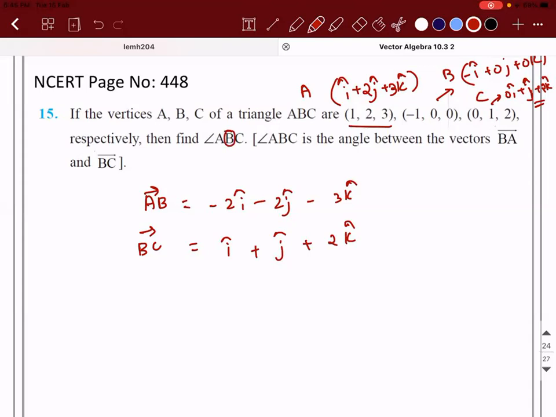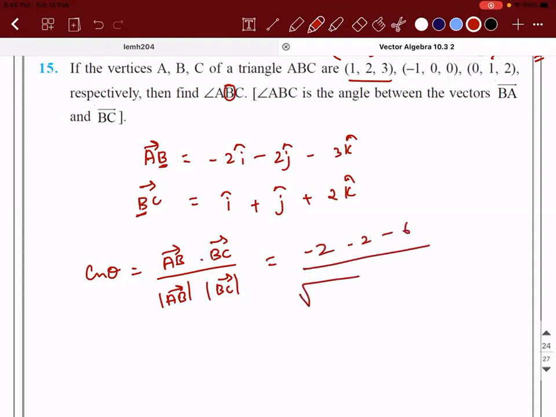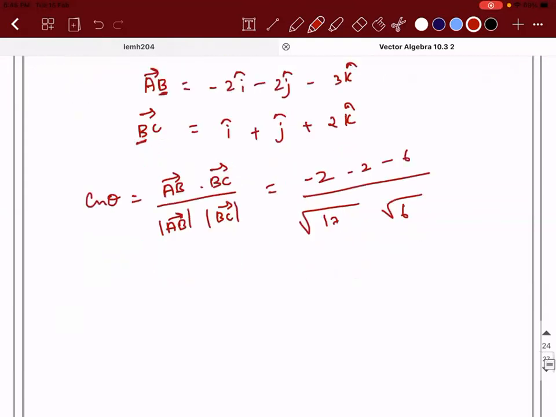So when they asked us to find the angle B, the vectors should be in such a way that the ending point of the first vector and the starting point of the second vector should be the same. So cos theta will be equal to AB vector dot BC vector divided by magnitude of AB vector into magnitude of BC vector. So how much will you get? Minus 2 minus 2 minus 6, the whole divided by root of 4 plus 4 plus 9, 13 plus 4, 17, into root of 1 plus 1 plus 4, 6. So this is going to be minus 10 divided by root of 17 into root 6. So theta will be equal to cos inverse of minus 10 divided by root 17 into root 6. That's the answer.